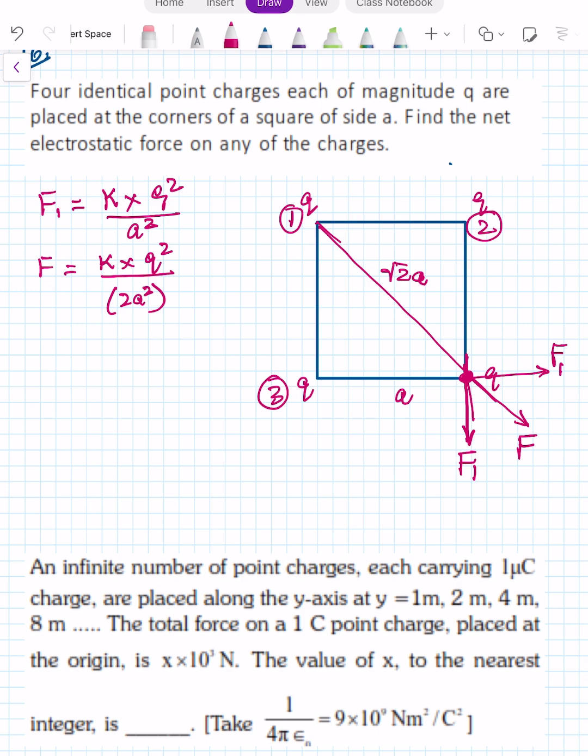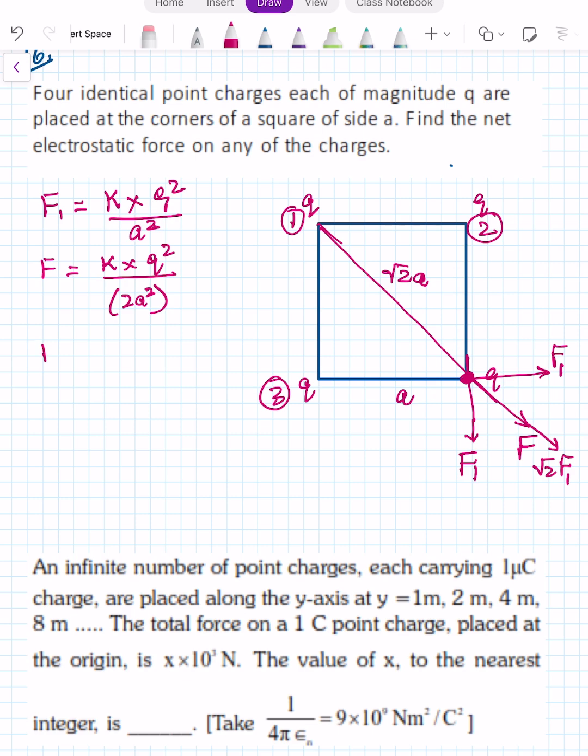Now the resultant of this F1 and this F1 will be along this direction only. So what will be the resultant of those two? Root 2 F1 along the direction of F. So another force will come here, the resultant of the two F1s, as root 2 F1.